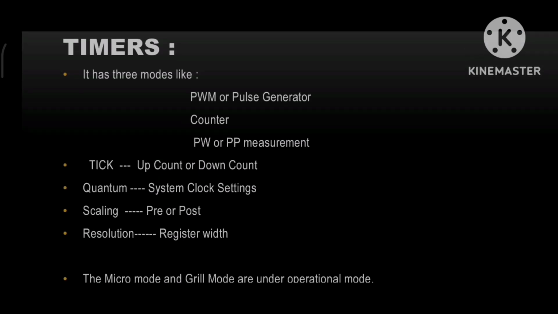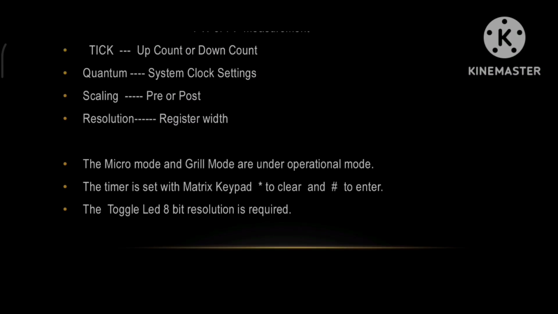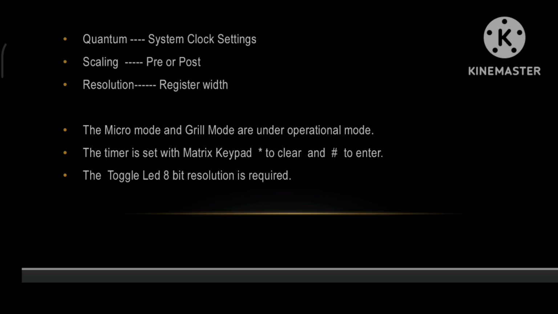Timers. It has 3 modes: PWM, pulse width modulation or pulse generator; counter, PW or PP measurement; and tick, up count or down count. Quantum: system clock setting, scaling, pre or post. Resolution: register width. The micro mode and grill mode are under optional mode. The timer is set with the matrix keypad, with start to clear and hash to enter. The toggle LED requires 8-bit resolution.